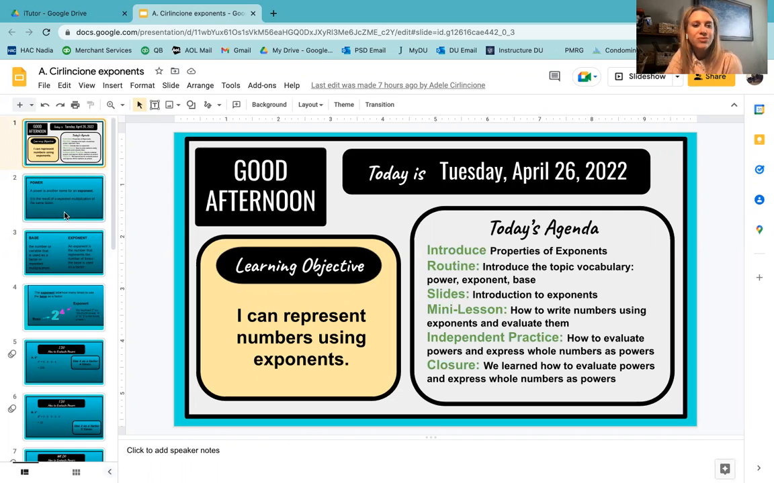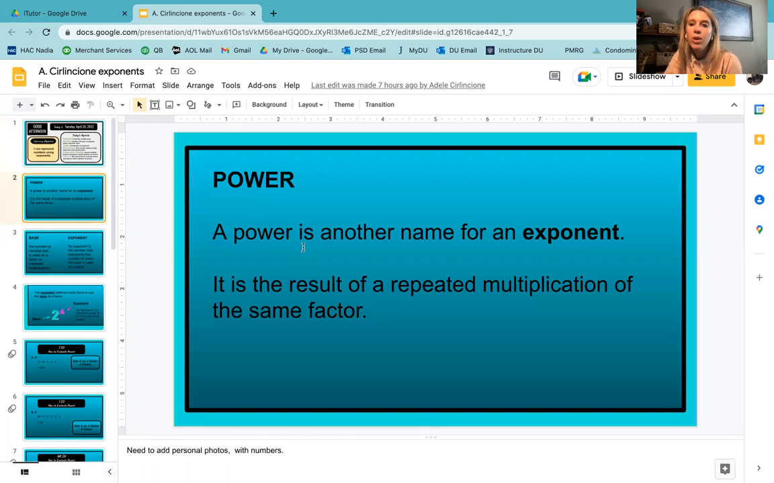Let's get started. Let's talk about what a power is. Has anybody heard the word power? It's not like power, oh, we're strong, we're powerful. This does have power in math, though. A power is another name for an exponent. So it is the result of a repeated multiplication of the same factor.